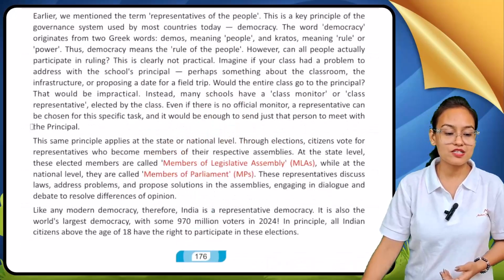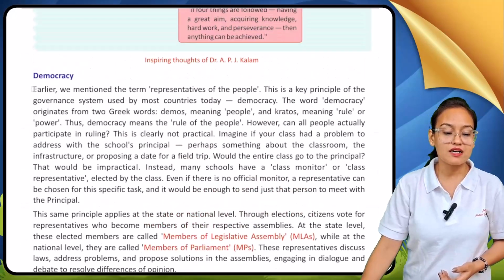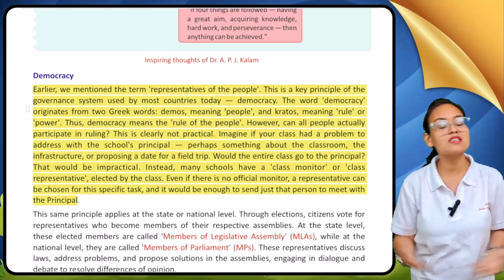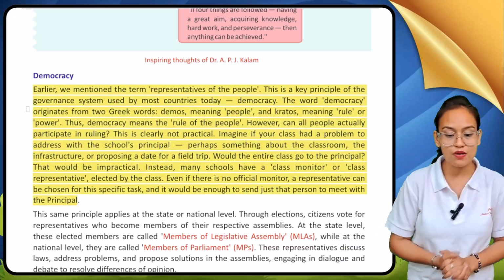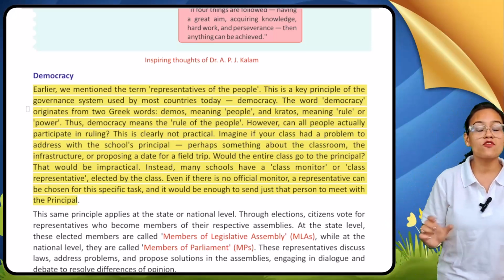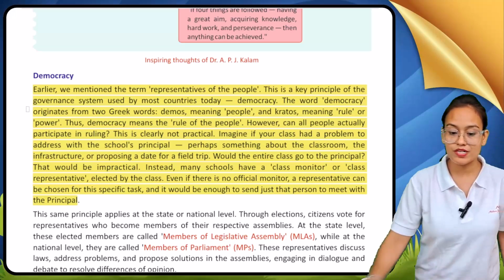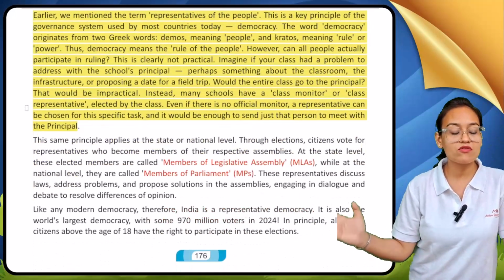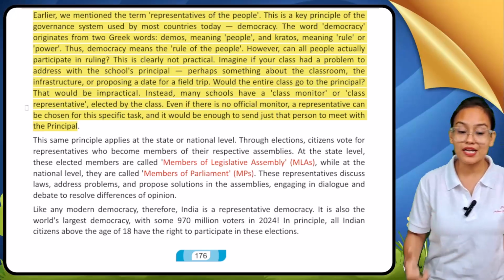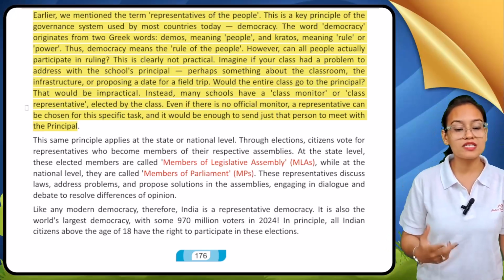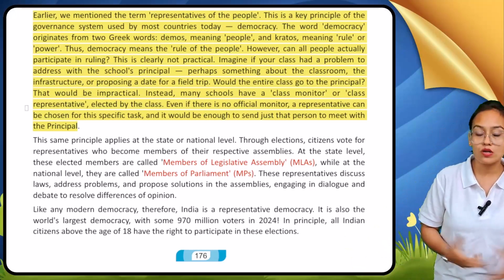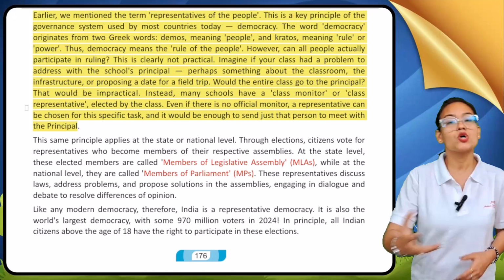Democracy means, my dear students, first of all, we have discussed representatives of the people. Democracy is the key point for forming any democratic form of government. The word democracy originated from Greek, from two Greek words: demos meaning people and kratos meaning rule. So democracy means rule of the people.